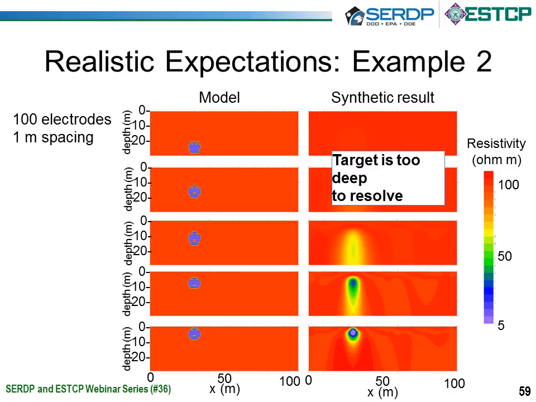So here's another example where we have a resistive body, just showing what happens in the synthetic result as this resistive body is moved up in the surface. So this was done with 100 electrodes at 1 meter spacing with a combination of Wenner and dipole-dipole measurements. And you can see that this resistive body is not really resolved when it is below 15 meters. So this gave a pretty good idea of what to expect. If you wanted to increase your depth of penetration, you might increase your electrode spacing, or you might just change your sequence, and that might change your results as well.